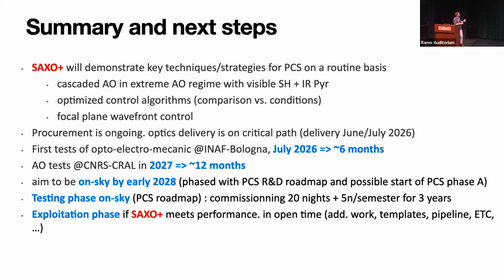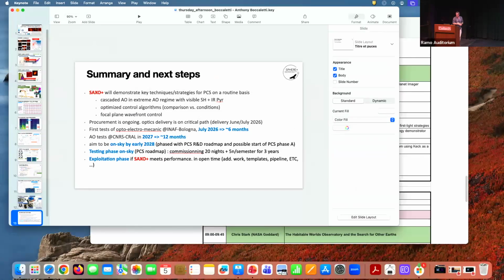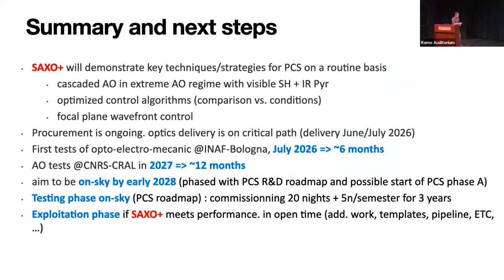The procurement is ongoing. The most critical so far is the delivery of the optics that we are waiting for, and it will be delivered in June or July this year. So we can start the first test at Bologna with all the optics, electronics and the mechanics in July this year for 5 or 6 months. And then SAXO Plus will be shipped to Lyon in France for the final test of the AO in 2027.